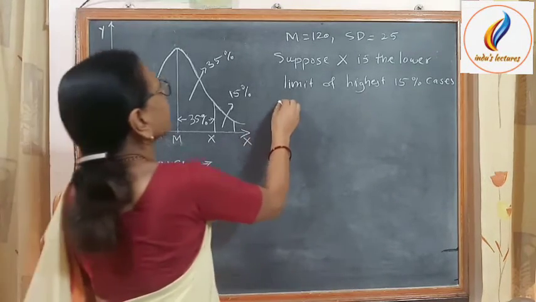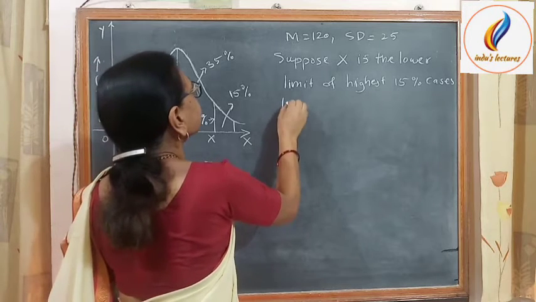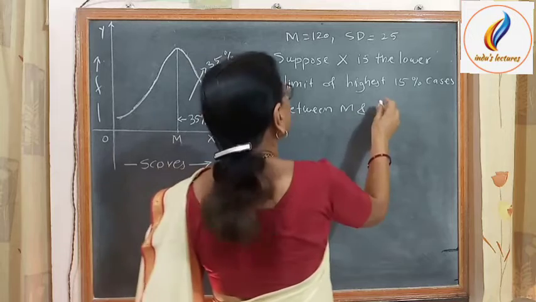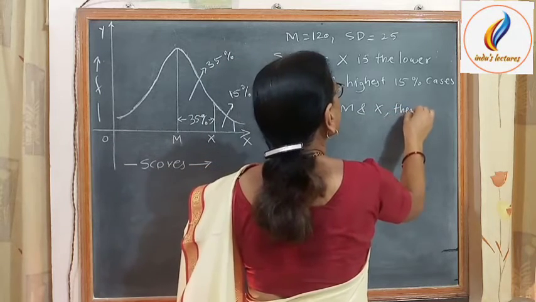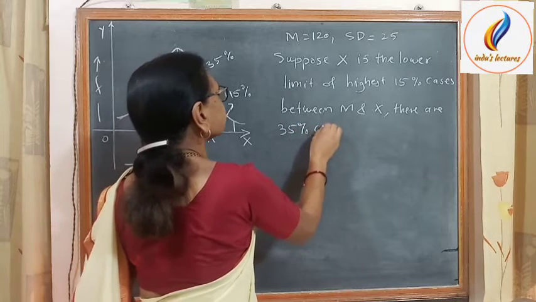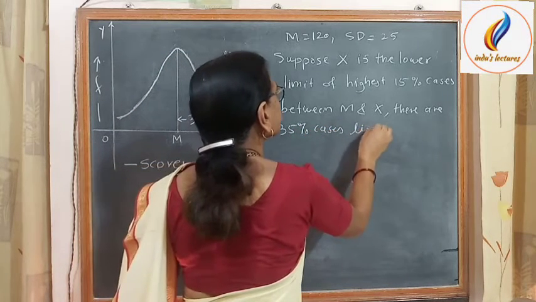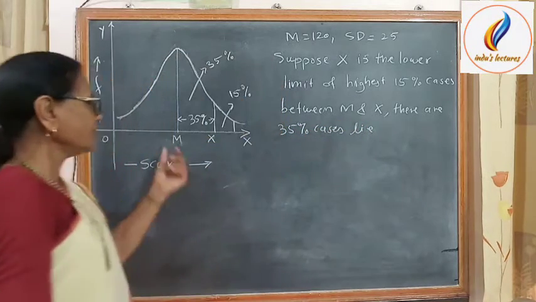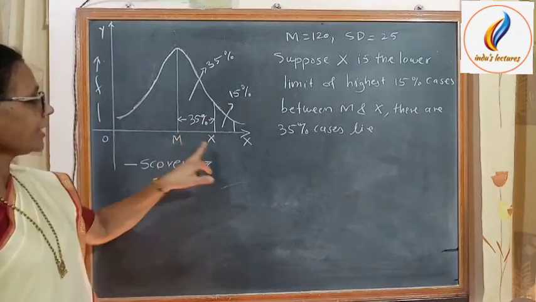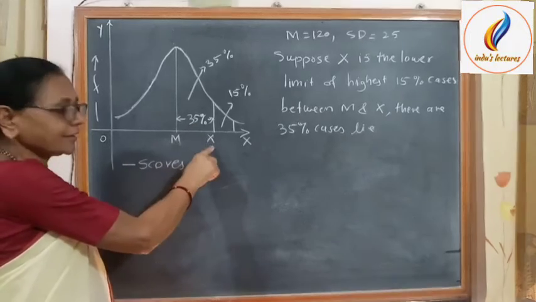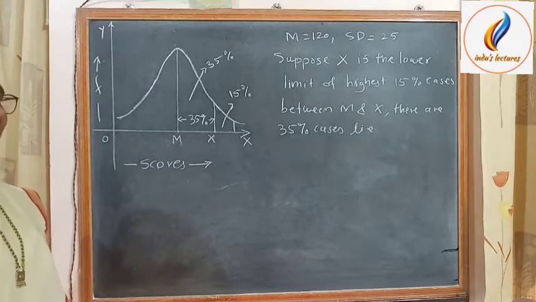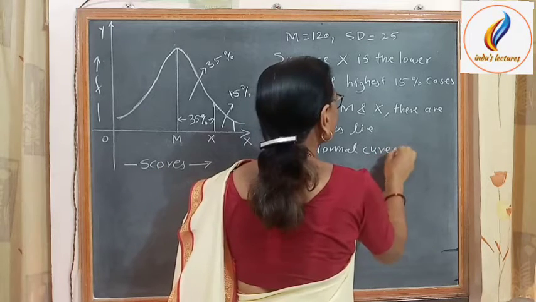Here between mean and x there are 35% cases. That means between mean and x there are 35% cases. To find the sigma score equivalent to the raw score x, we use the normal curve table.